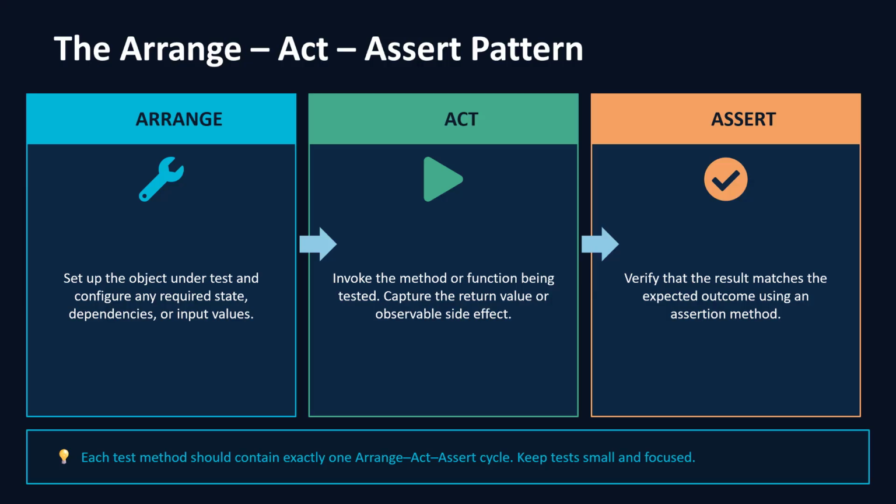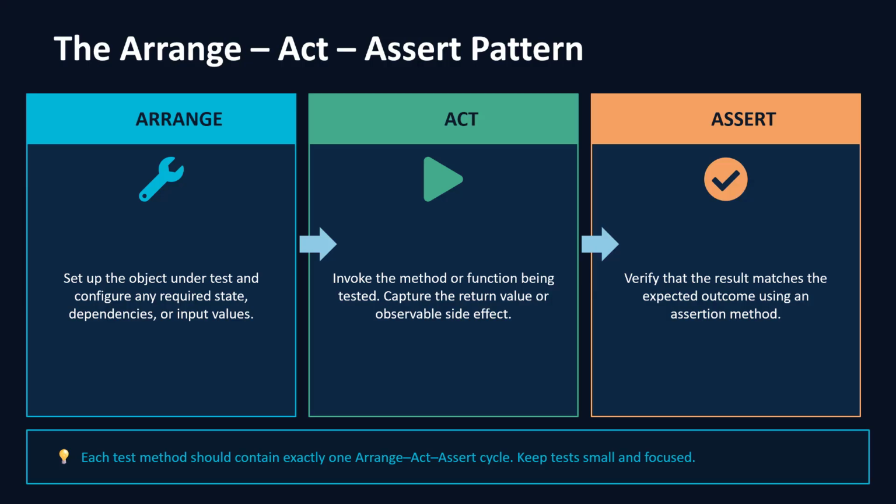Then we act. This is where you call the one method you're testing, your one line of code, you capture the return value, you note a side effect, that's it. So we invoke the method or function being tested, we capture a return value or whatever our observable side effect is, and then we assert. This is where we verify that what happened is what we expected to have happen. If we use a framework, there are assertion methods like AreEqual, IsTrue, IsNotNull, and things like that. If the assertion fails, the test fails, and you get a clear message telling you exactly what went wrong.